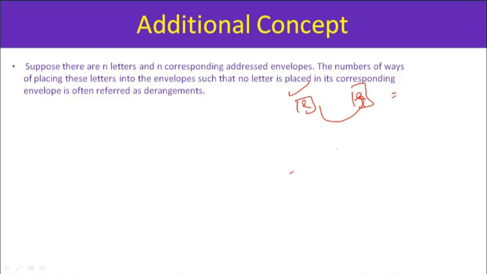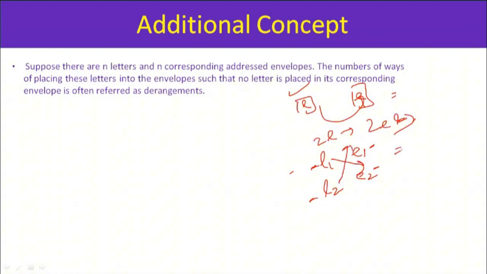If I say you have 2 letters and there are 2 envelopes, in how many ways can you arrange them such that it does not go in its correct place? Say letter 1, envelope 1, letter 2, and envelope 2. In how many ways can you arrange them such that this should not go in its correct place and this should not go in its correct place? Good. Only one, right? Because letter 1 can't go here, it has to go here. If it goes here, letter 2 has to go here. So the number of ways is 1.